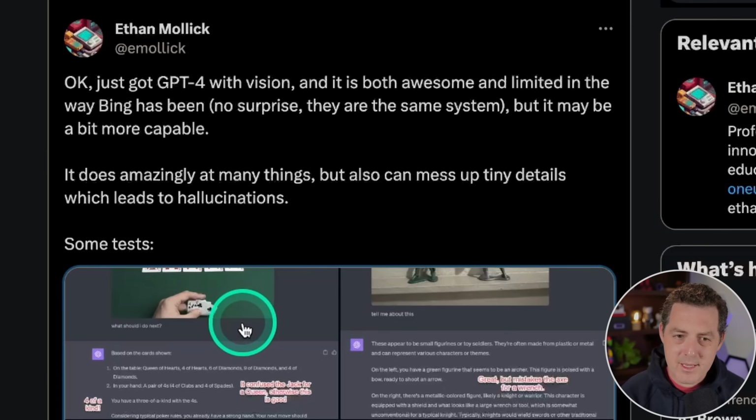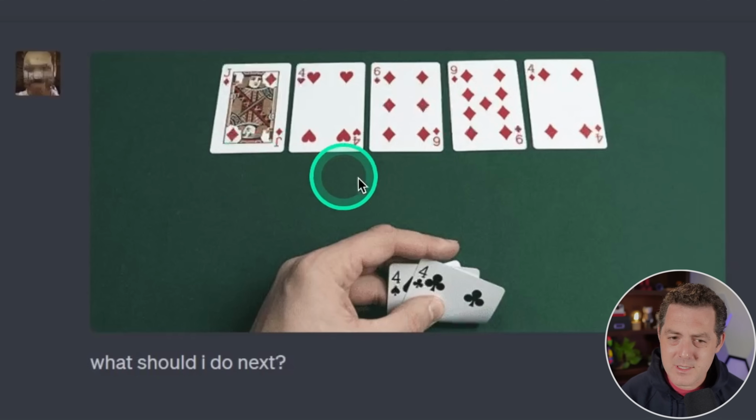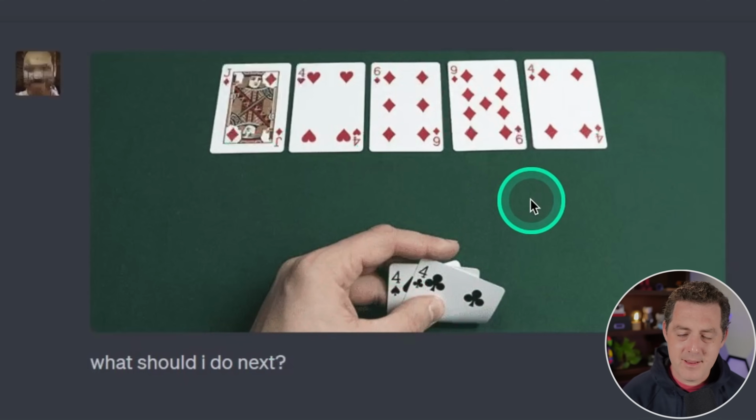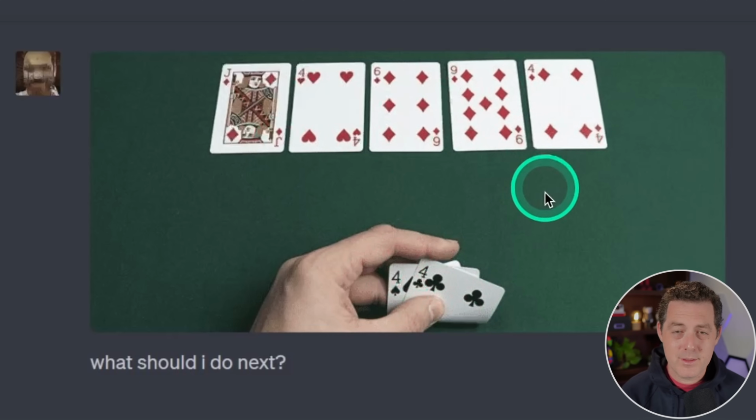Okay, this next one is by Ethan Mollick. In this first example, it looks like they're playing No Limit Hold'em. What should I do next? So this looks like the last bet. He has 2 4s in his hand and 2 4s on the board. That is likely the best hand. That is 4 of a kind.